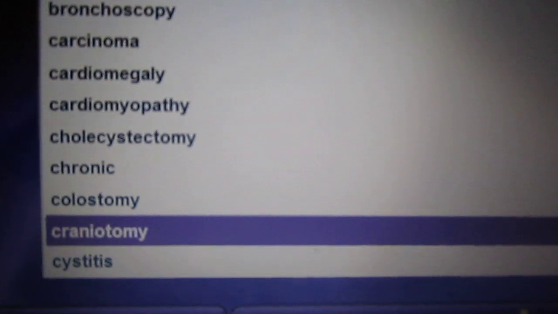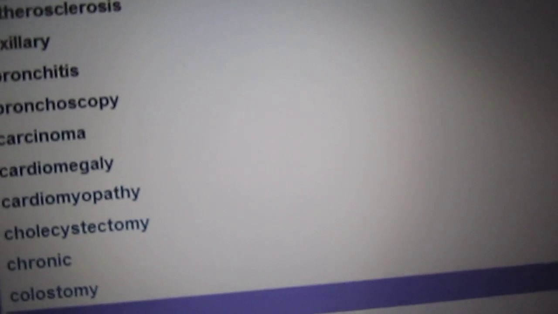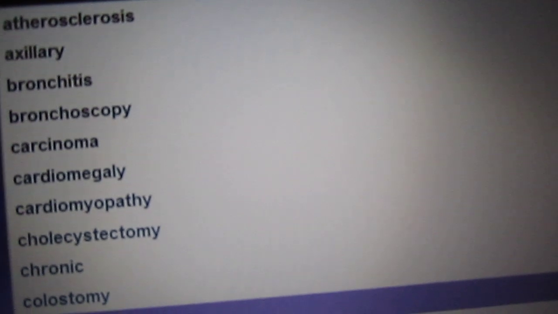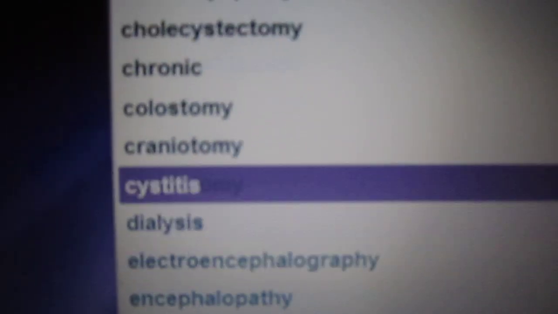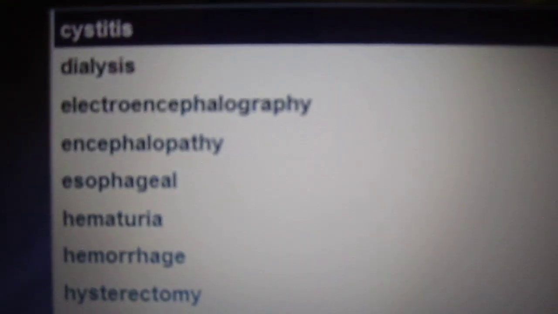Craniotomy. Remember, tomy means incision. A craniotomy, then, is an incision of the skull. Cystitis. The suffix itis, I-T-I-S, means inflammation. The combining form cysto, C-Y-S-T-O, is the urinary bladder. Cystitis is inflammation of the urinary bladder.